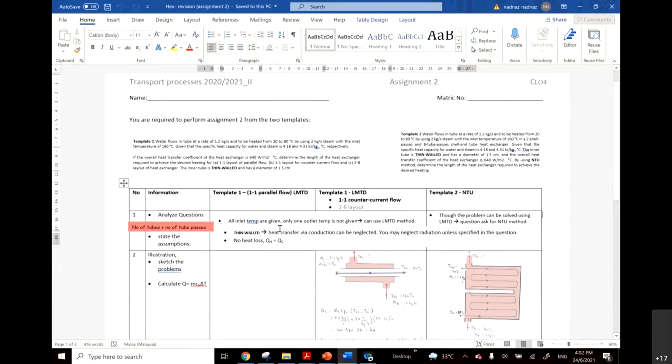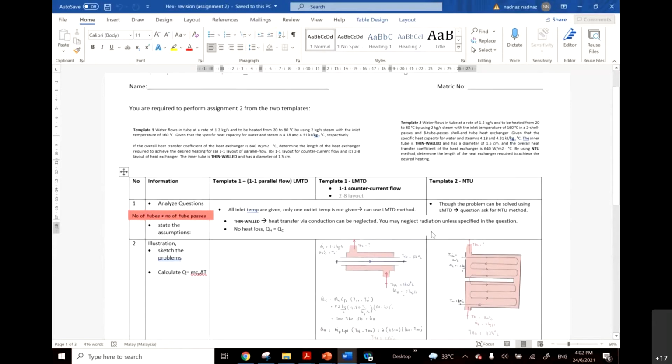Okay, so this is another thing that you can assume. Sebab soalan ni cakap thin wall, so heat transfer via conduction can be neglected. Dalam soalan pun tak sebut pasal radiation. Unless specified, baru you tak boleh neglect pasal radiation. So dalam soalan, if tak specified, you can assume that no radiation.